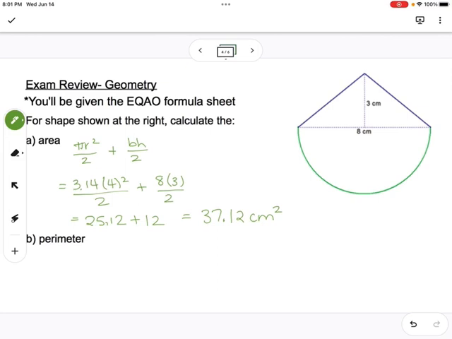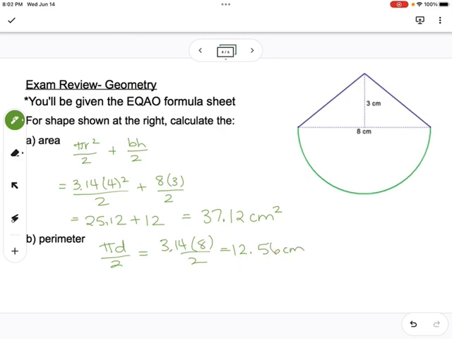Now, when we look at perimeter, talking about the perimeter of a circle, that's called the circumference. Finding circumference is pi times the diameter, but we only have half the circle. So pi times diameter divided by 2 will give us the circumference of our semicircle. So 3.14 times 8 divided by 2, and that's going to give us 12.56 centimeters.